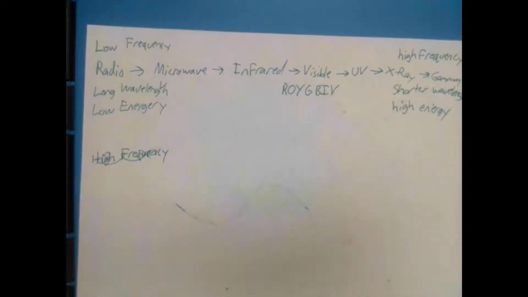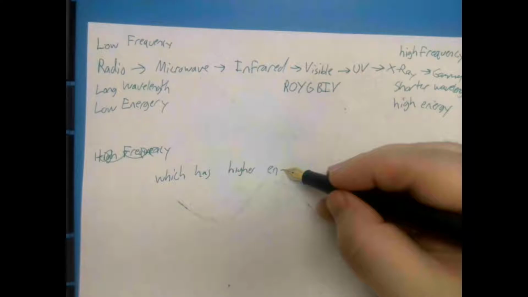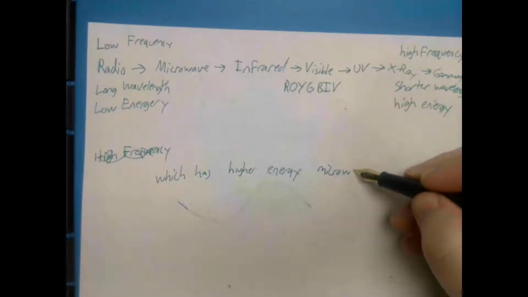The test is going to have lots of questions. They're going to ask which has higher energy, microwaves or ultraviolet light? You will not be given this. You'll have to memorize it. So which has higher energy, microwave or UV light? Ultraviolet, because it's closer to this side. Anything to the right is going to have higher energy, shorter wavelength, and higher frequency.